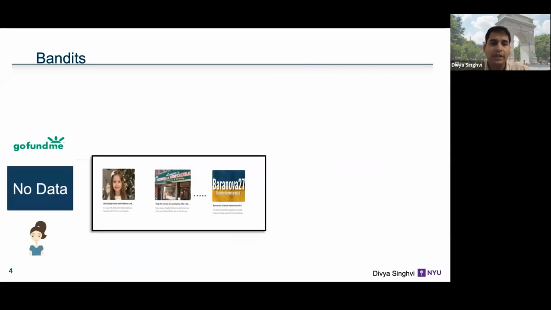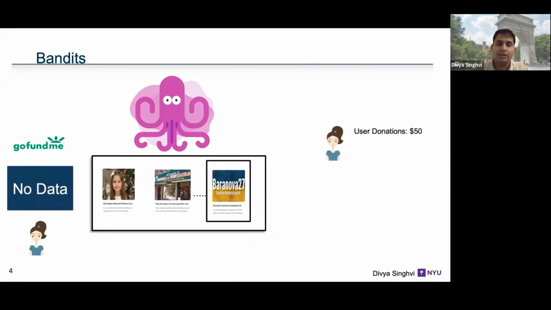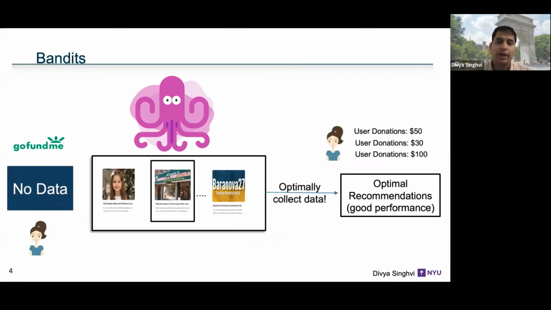Bandits are online learning algorithms, and what they try to do is optimize the way they collect data so as to learn preferences and also optimize the recommendations. What does that mean? Well, I'll start by randomly exploring different campaigns. I'll observe user donations, and then I'm going to use this data to make optimal recommendations. So at this point, you might question, there is existing theory behind this. What is it that we are bringing new to the table?